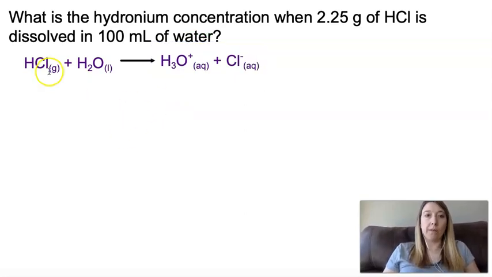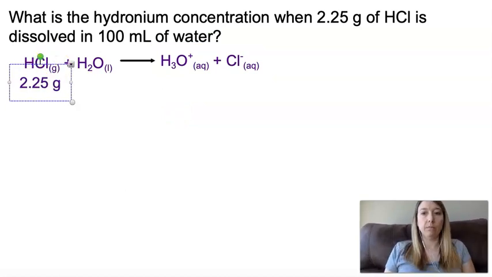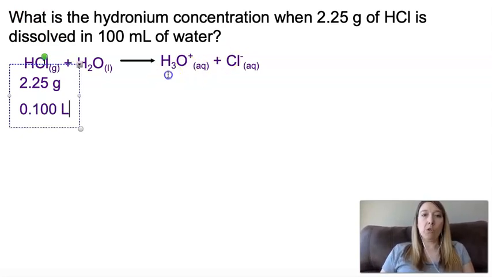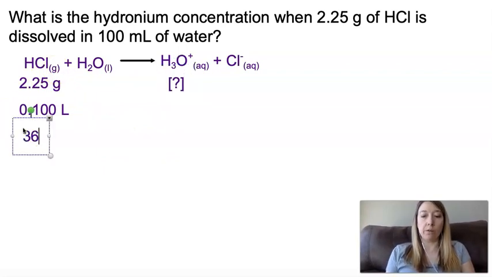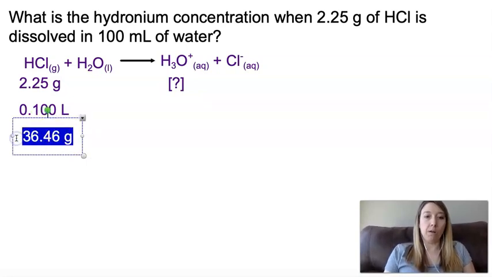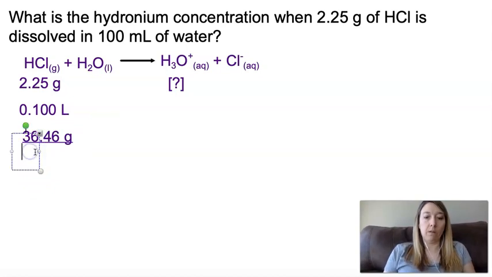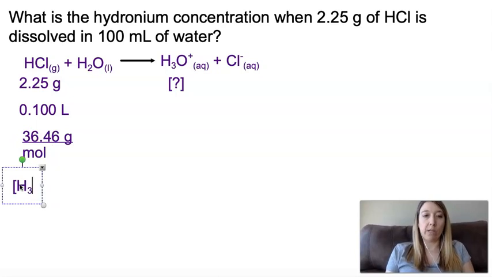Okay, so things we know. We were given a mass of HCl, right? We were told 2.25. Okay, we were also told the volume, so we know that it was 0.100 liters. Okay, we're trying to get the concentration of this hydronium. Because we have mass over here for HCl, we're also going to have to go get molar mass for it. So 36.46 grams per mole. Okay, so we need to go about actually doing our calculation for this hydronium ion.